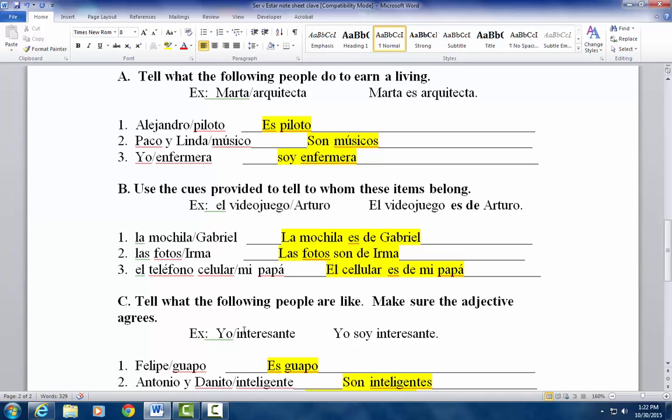Okay, moving on to Sección B. We're doing possession of objects with SER. La mochila es de Gabriel. Las fotos son de Irma. El celular es de mi papá.